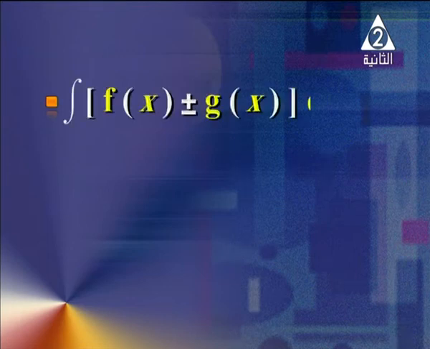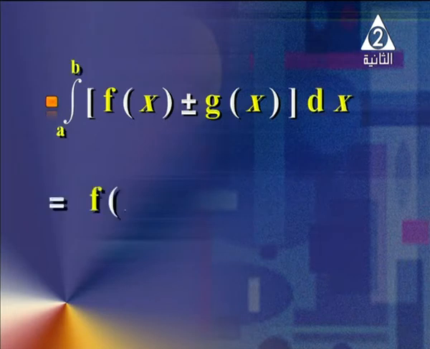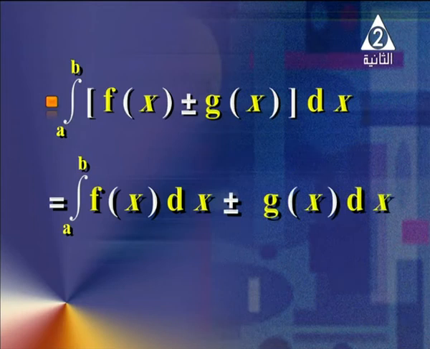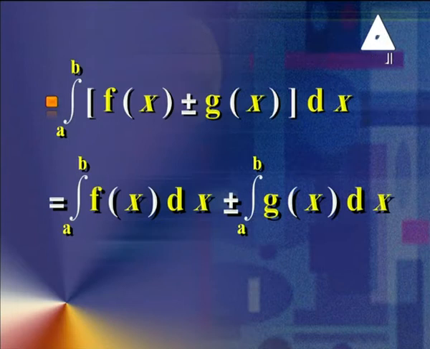What do you deduce? The integration of the sum or difference of two functions f of x and g of x with respect to dx from a to b equals the integration of f of x dx from a to b, plus or minus the integration of g of x dx from a to b. What do you mean? We distribute the integration over adding or subtracting two functions.